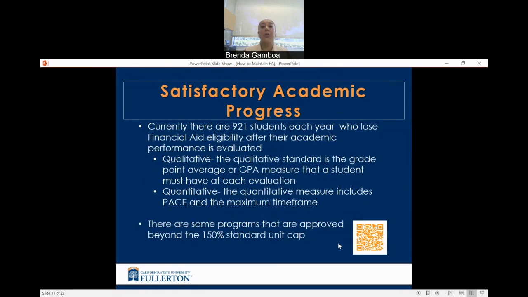Currently, there are 921 students each year who lose financial aid eligibility after their academic performance is evaluated. The qualitative standard is the grade point average, or GPA, that a student must have at each evaluation. The quantitative measure includes PACE and maximum timeframe. There are some programs that are approved beyond the 150% standard unit cap. You can go ahead and scan the QR code and it'll take you directly to those special programs that actually have a larger unit cap.